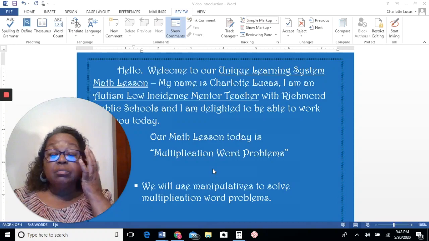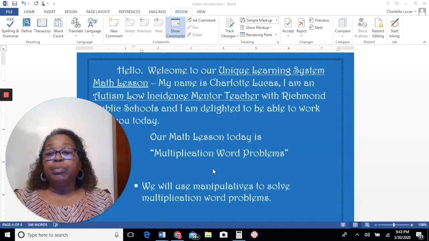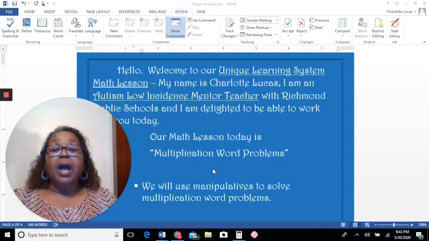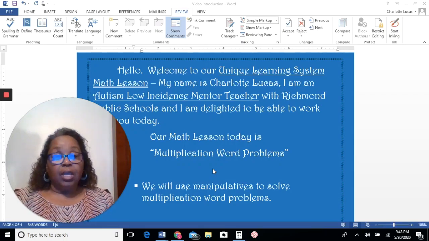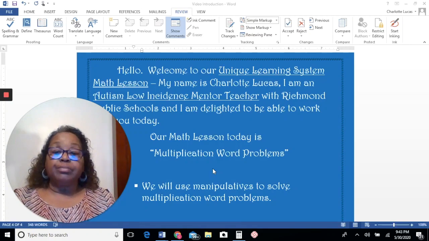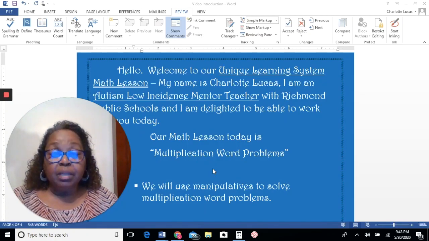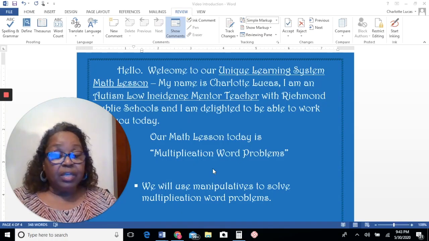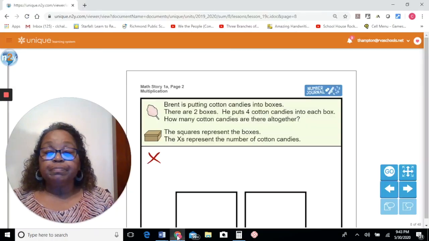I am an autism low incidence mentor teacher with Richmond Public Schools, and I am delighted to be able to work with you today. Our math lesson today is multiplication word problems. We will use manipulatives to solve multiplication word problems. We have a lot to do, so let's get to work.